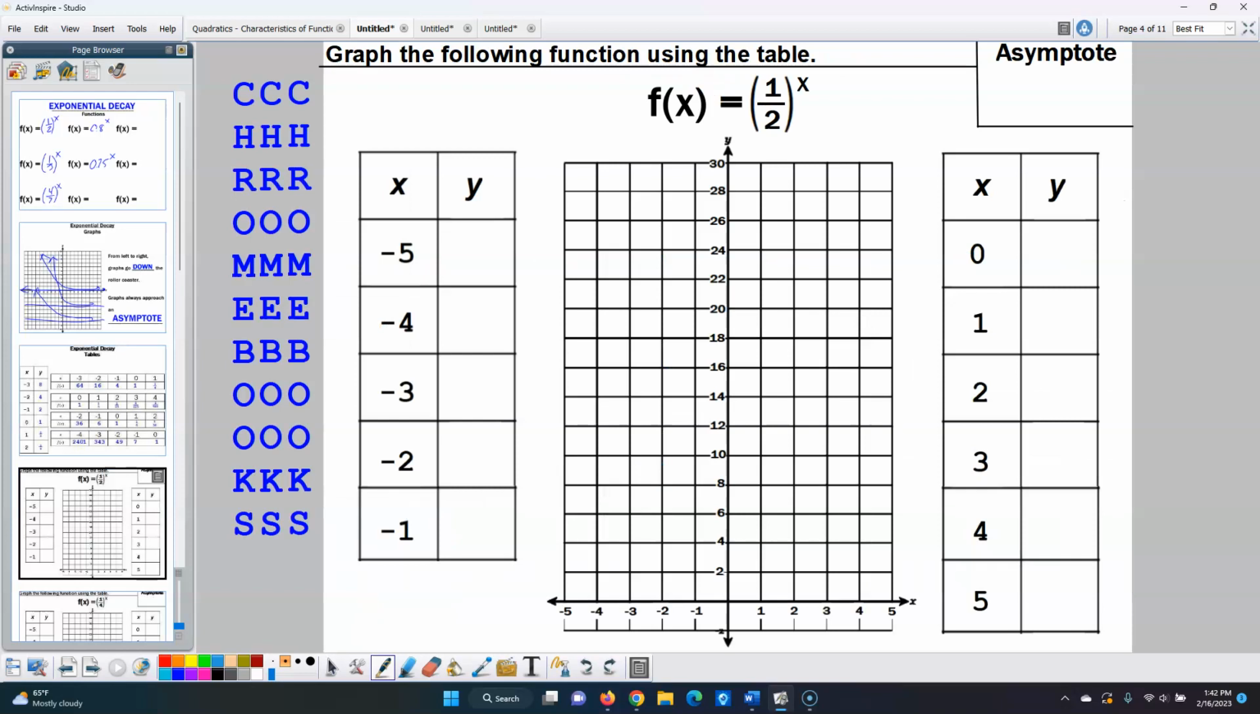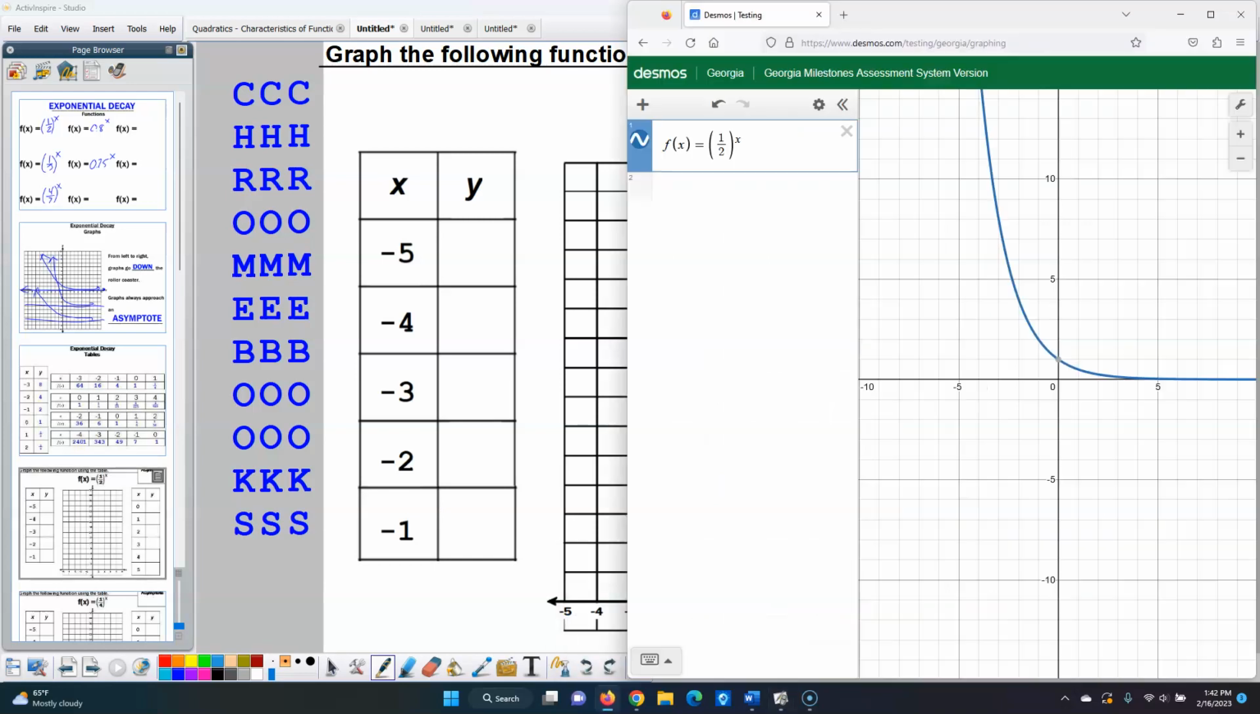So once again, get your Chromebook ready to go, get out Desmos, and let's punch in 1/2 to the x. So when I punch in 1/2 to the x, it looks like this, which is the mirror image of 2 to the x. 2 to the x is a growth function, but 1/2 to the x will be a decay function.